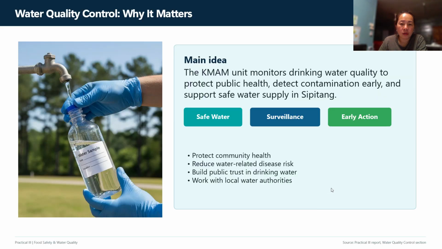Water quality control is important because drinking water must be safe for the community. The Kemam unit monitors drinking water quality to detect contamination earlier and reduce the risk of water-related disease in Sipitang. This activity also helps protect public health and supports cooperation with the local water authority to maintain a safe water supply.